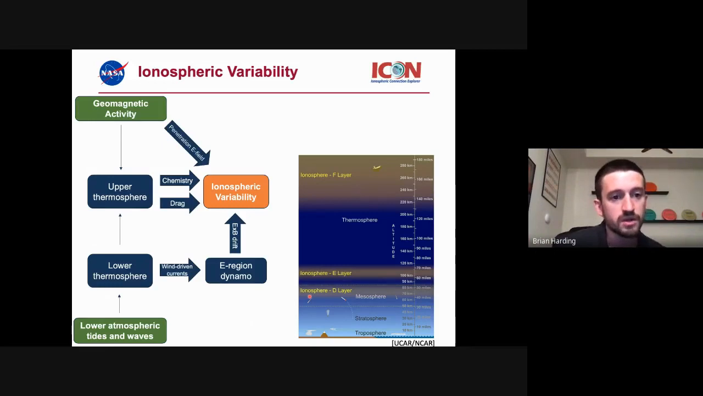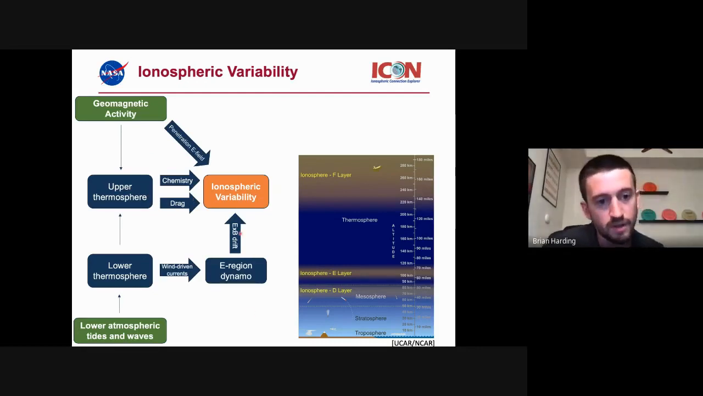What I'm showing here is an oversimplified picture of what we know about ionospheric variability and how it's influenced from above, geomagnetic activity, and below, tides and waves. We've known for a long time that during periods of strong geomagnetic activity, energy and momentum inputs in the high latitudes can make their way down to the lower latitudes and affect the thermosphere and thus the ionosphere.